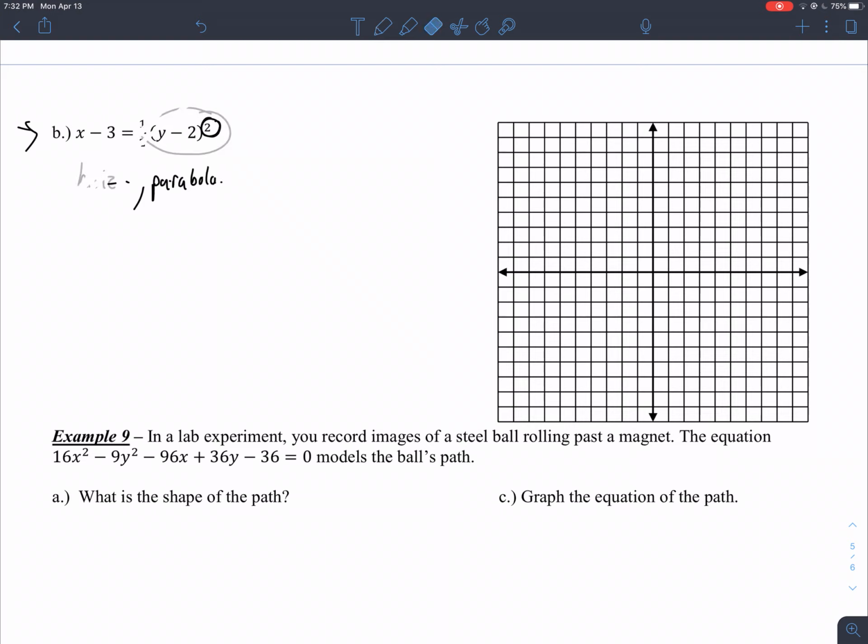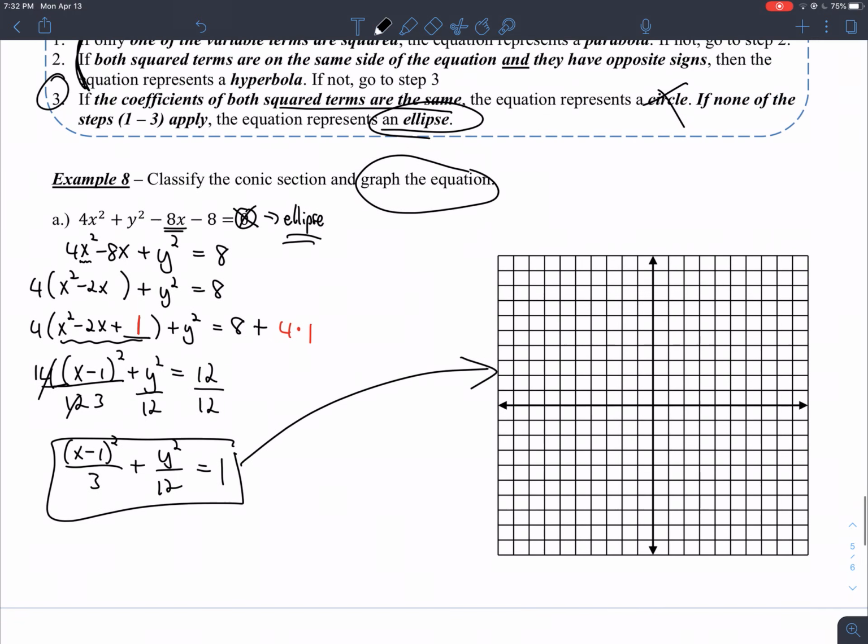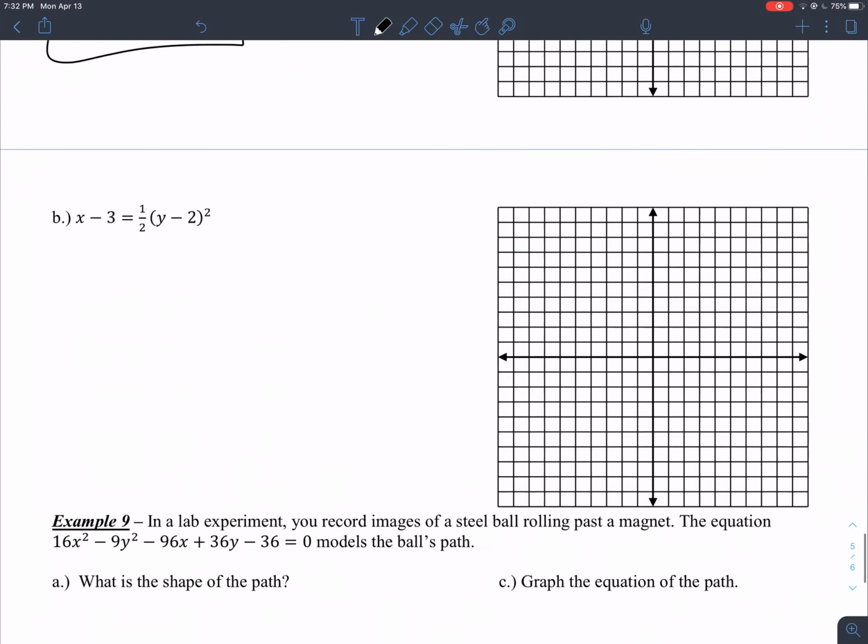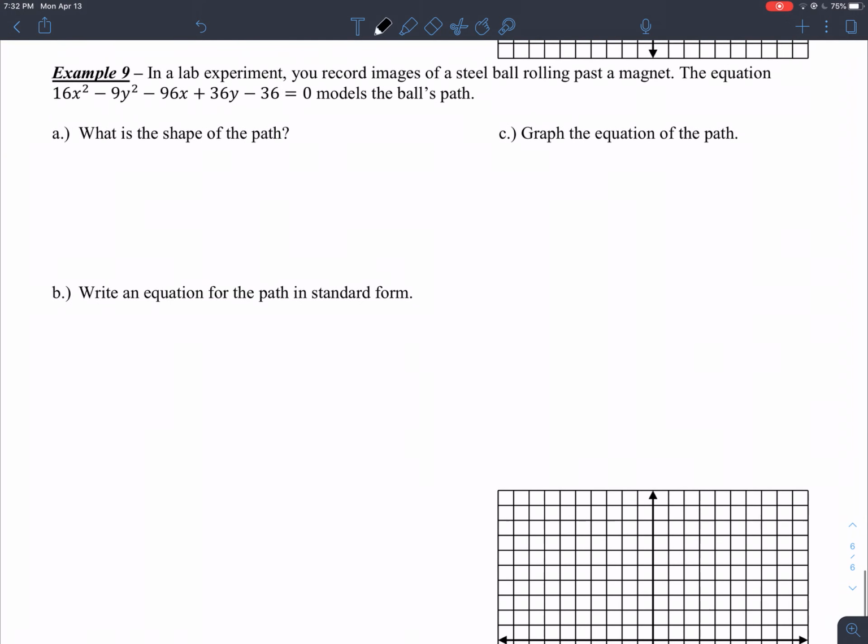Alright, I'm going to stop there with this one. I don't want to do anything else here. I think you can graph that. That's not too bad, okay? All of this you can graph by yourself. It's mainly coming up with the equations. Here's another one.